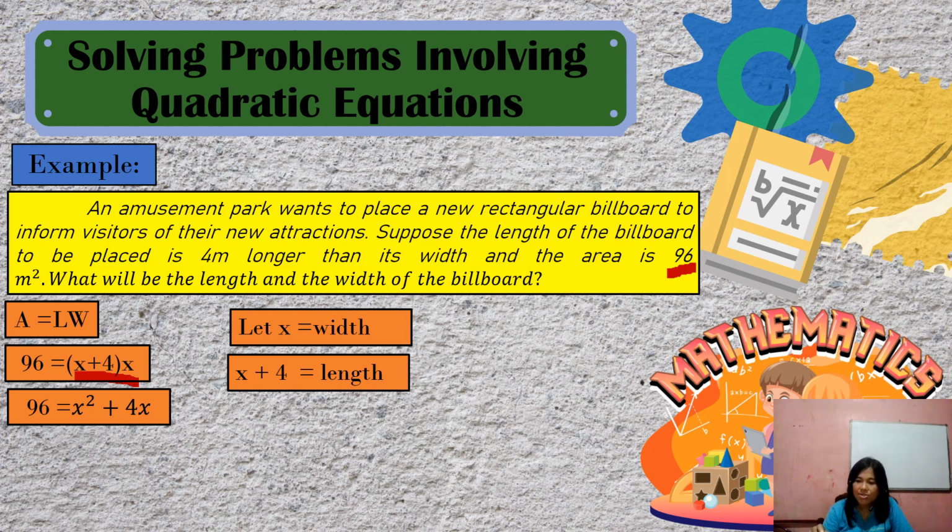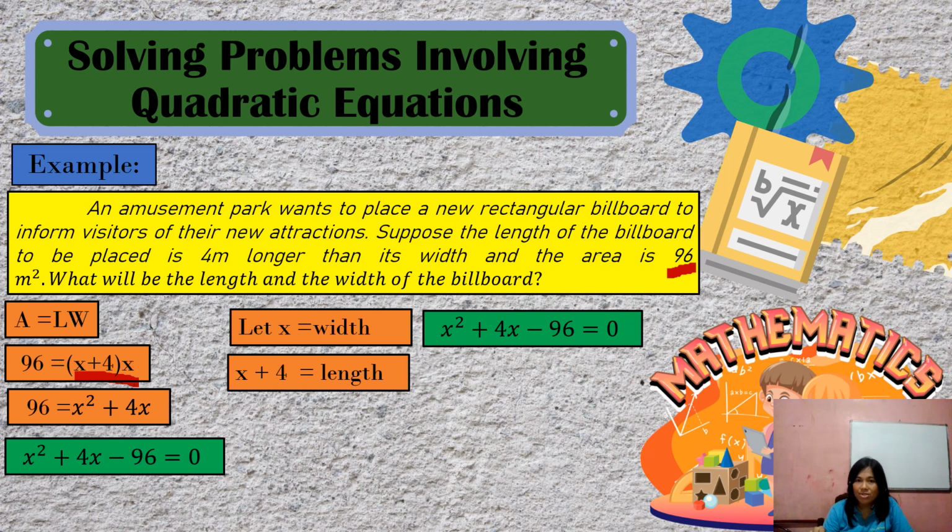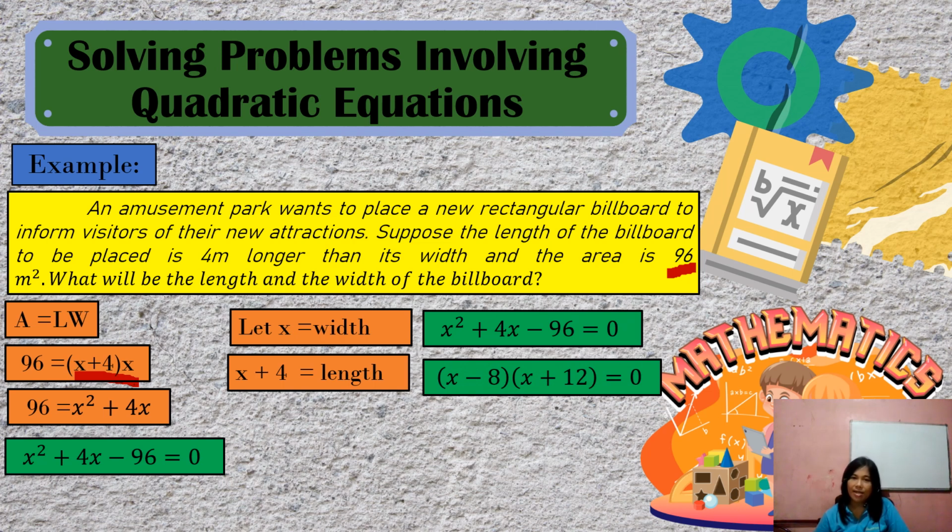Ngayon, write into the standard form. This is going to be x squared plus 4x minus 96 equals 0. So meron na tayong equation. From this equation, kaya naman natin siyang i-factor. Kaya ba? Tingnan natin kung kaya. Okay. So, check natin kung kaya nga. Kung sakto ba yung factors natin.